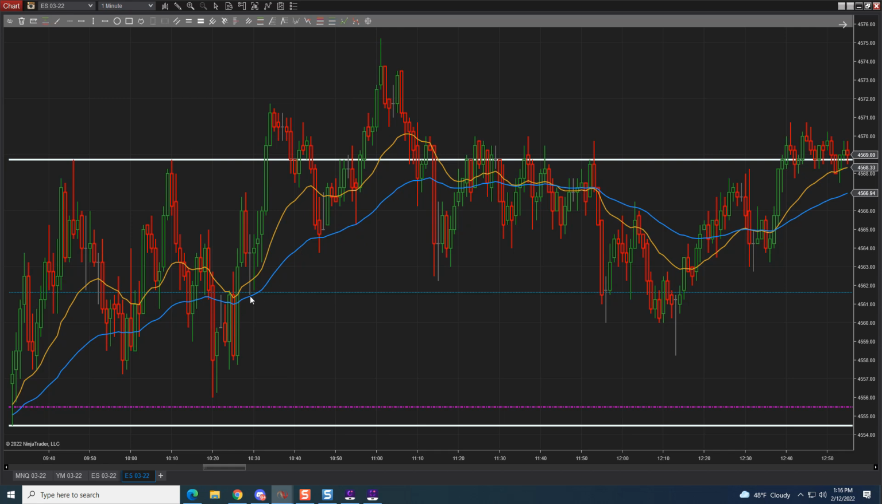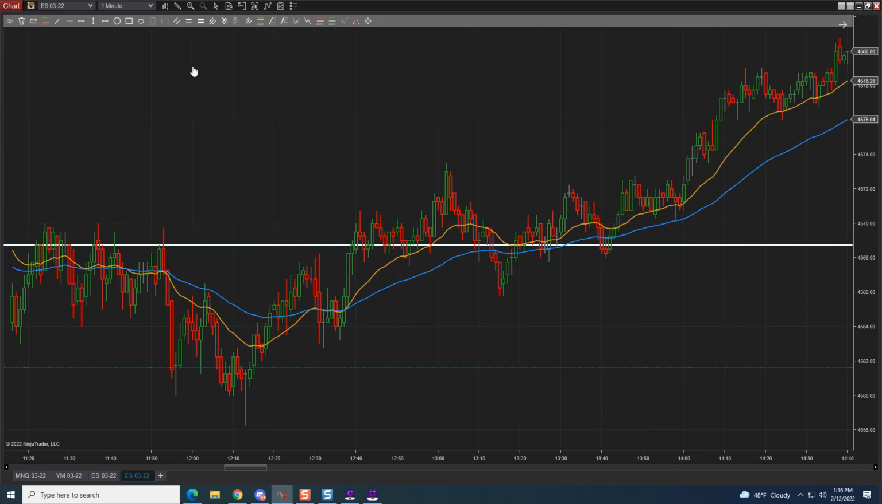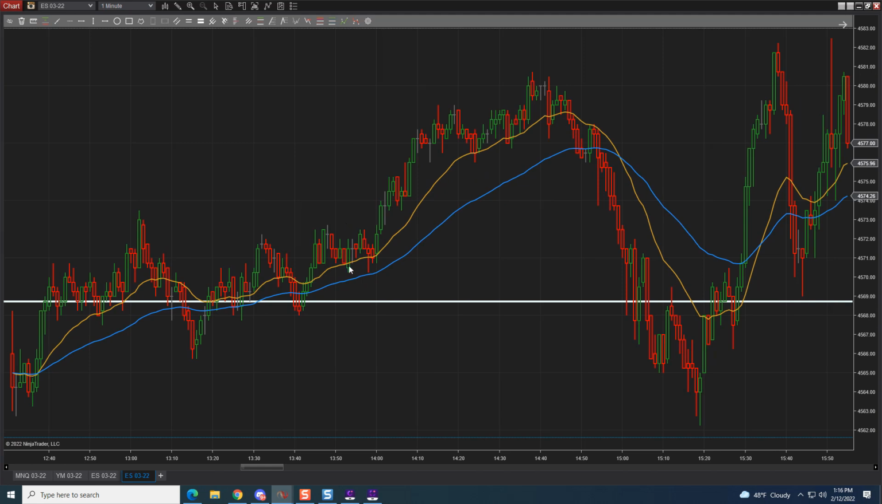Do I have a frame of reference here? Yeah, there's a wick that gets through it. We're right back to it. Are you going to buy that low? Probably not. But if we get here, there are opportunities everywhere.